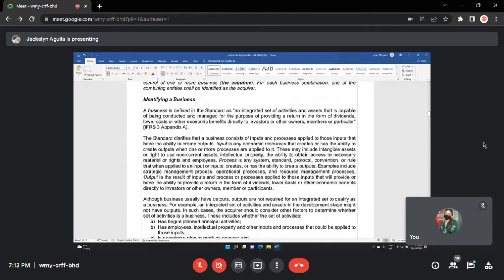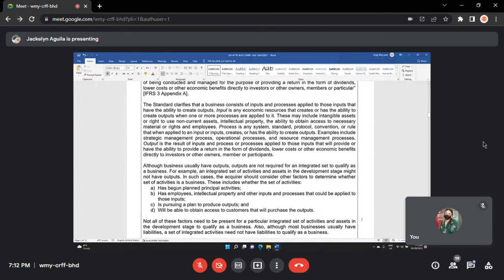The standard clarifies that a business consists of inputs and processes applied to those inputs that have the ability to create outputs. Input is any economic resource that creates or has the ability to create outputs when one or more processes are applied to it. This may include intangible assets or right to use non-current assets, intellectual property, the ability to obtain access to necessary material or rights, and employees. For example is non-current assets or intellectual property.